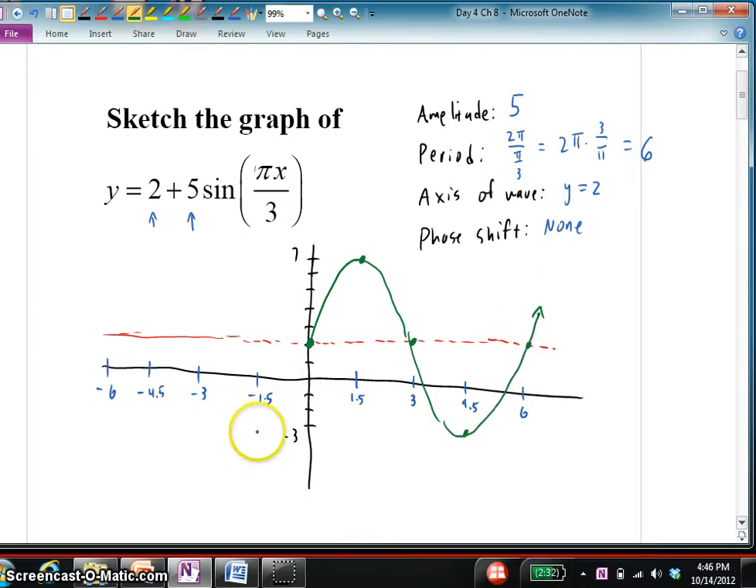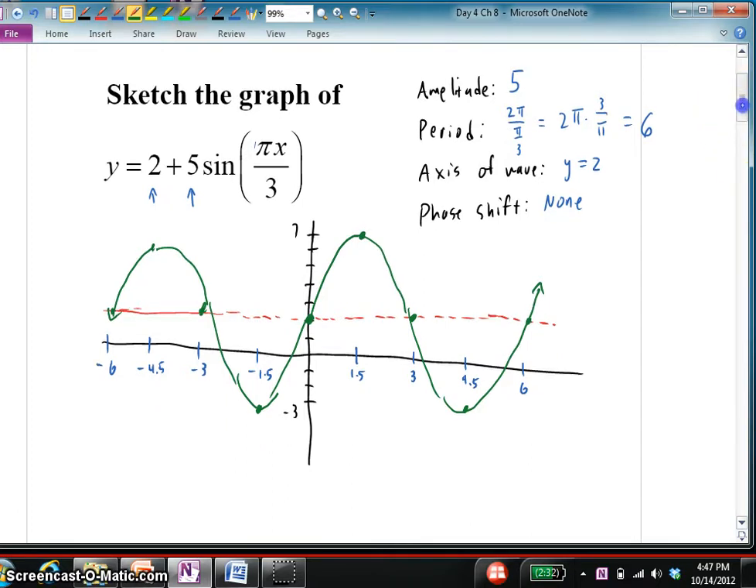Now if I go the other direction, at the bottom, the middle, the top, the middle. Really easy as long as you set your scale up and you're familiar with sine and cosine, where they start, where they finish. Okay, so that's number 1, sketching that graph. At this point, that shouldn't take you very long.